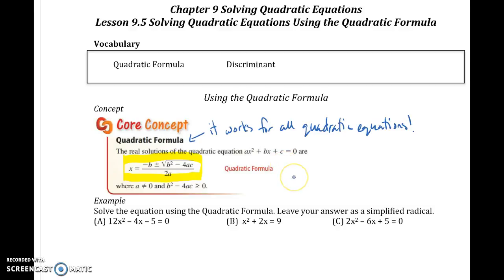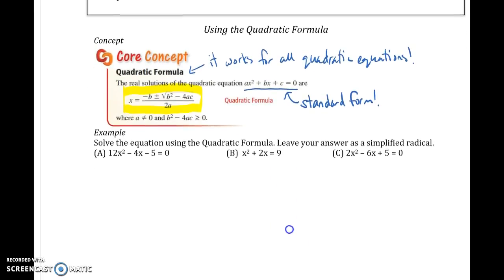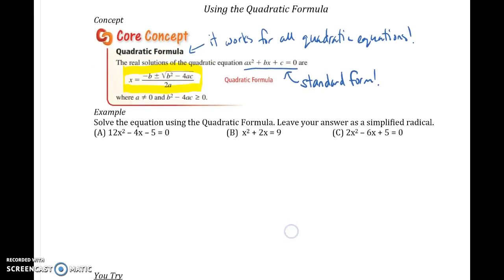So the one thing you want to make sure you're doing is make sure we are in standard form. So notice this is standard form, equaling 0. Once we're in standard form, we're good to go. Okay? So if you take a look at example A, we're going to solve using the quadratic formula, leaving our answer as a simplified radical.